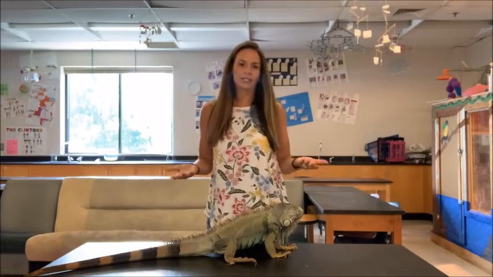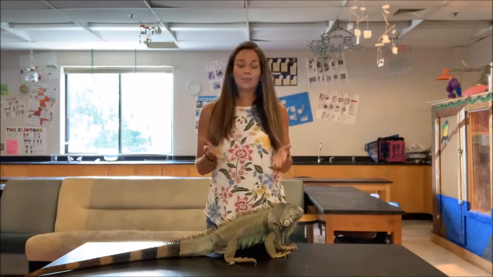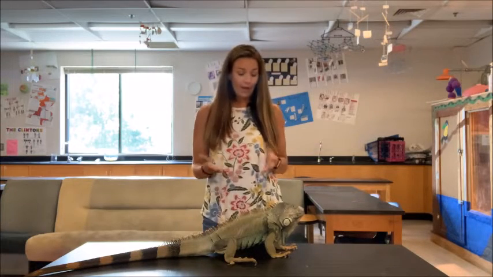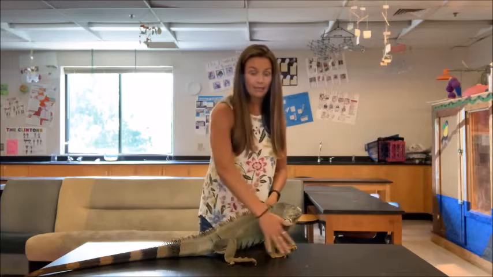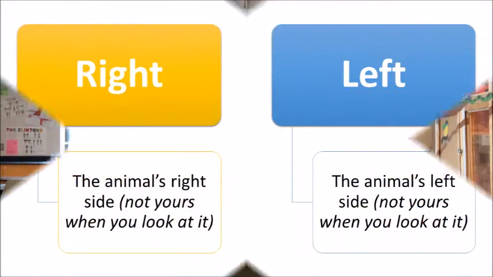Lastly, we're going to talk about right and left. Now this may seem pretty simple to you, right? You have your right hand and your left hand, but when you're looking at specimens, especially during dissection, right and left is referring to their right and left. So on Zima, this would be his right side, and then this over here would be his left side.